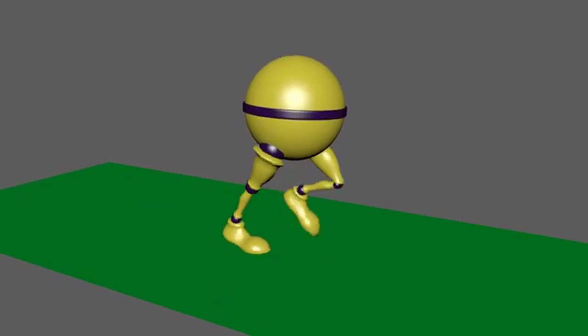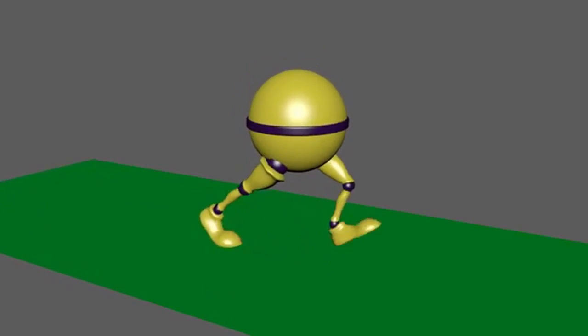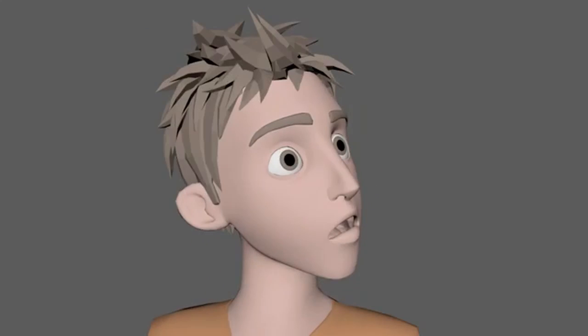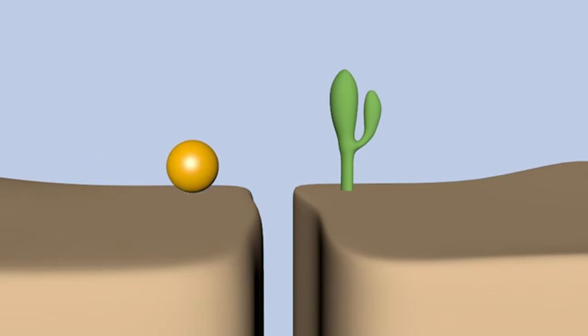Third is staging. This is important so to follow what the animators or writers want the audience to see. Some slight motion of an object can instantly catch their eye, meaning they can focus on what's most important.